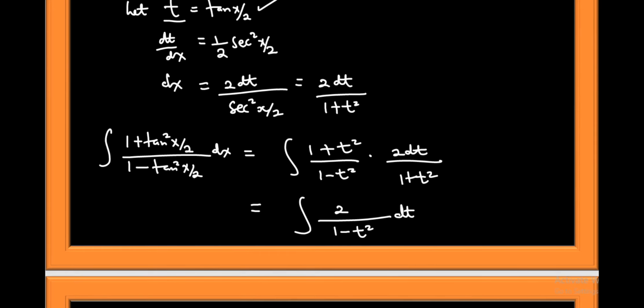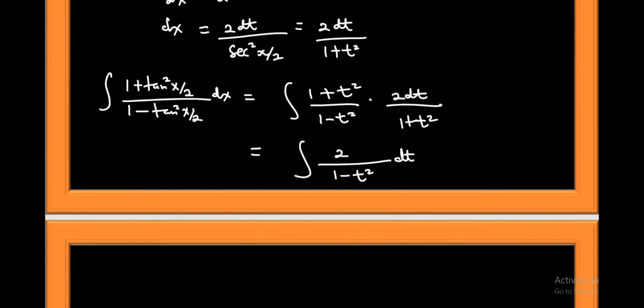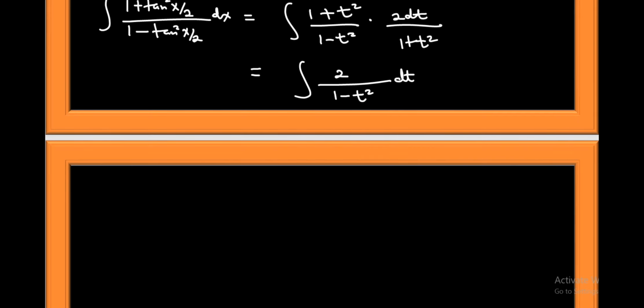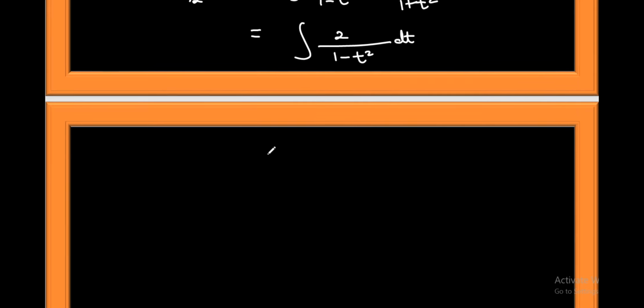When you realize that now we have this, you can easily know that the denominator, which is 1 minus t squared, can be written as the difference of two squares. So because it can be written as a difference of two squares, now our integral becomes 2 divided by 1 plus t into brackets 1 minus t with respect to t.